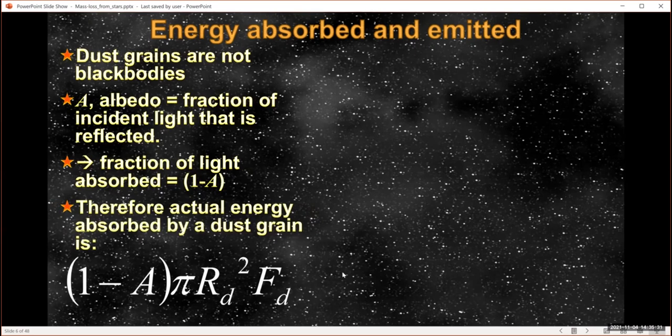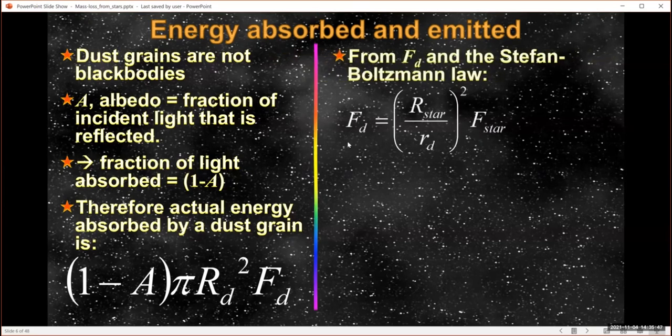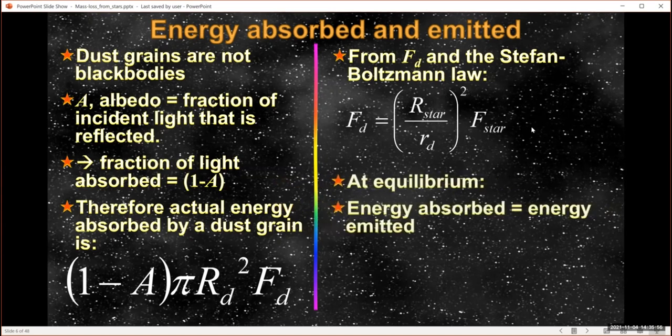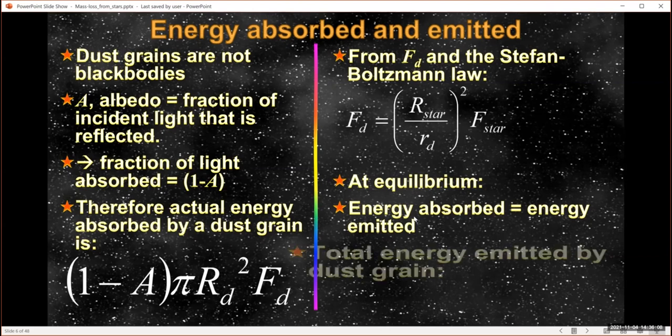So we've got a flux through a certain area, FD, that's at the distance of little rd. We've got the cross-sectional area of our dust grain, pi big RD squared, and then we've got the fraction that's actually absorbed, 1 minus A. Now, we already worked out on a previous slide that the flux at the distance RD is related to the flux at the star and the radius of the star. And then the energy absorbed has to equal the energy emitted. So what is the energy emitted by our dust grain?